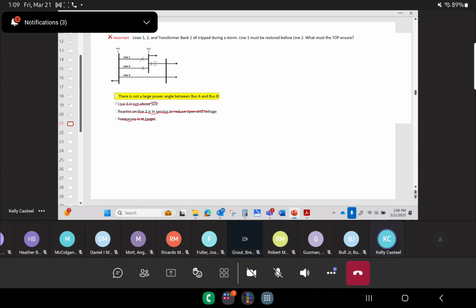So of these answer options, there's not a large power angle between bus A and bus B. Okay, that's what's going to prevent us from putting that line back in service. If there is a large power angle, that would definitely prevent us from closing that breaker or putting that line back in service. So of those answer options, that is definitely the best answer option. It's just to make sure there's not a large power angle, because if there was, that would definitely prevent us from closing that breaker. Questions or comments on that one?